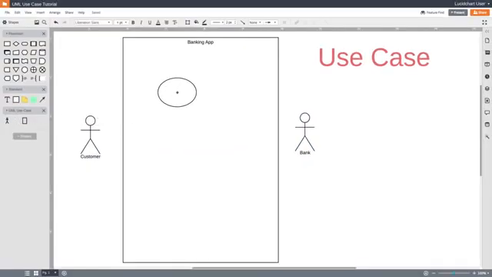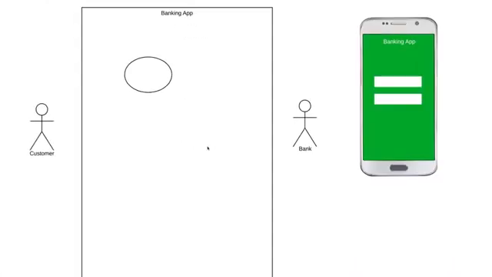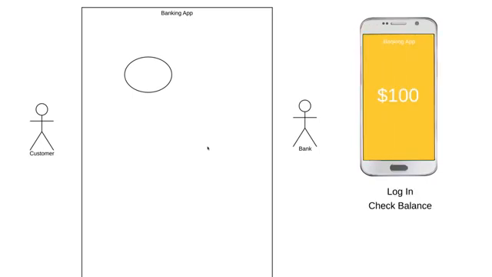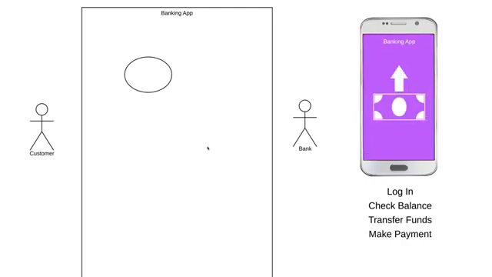A use case is depicted with this oval shape, and it represents an action that accomplishes some sort of task within the system. They're going to be placed within the rectangle because they're actions that occur within the banking app. So what is our banking app going to do? We're going to keep things very simple. Our banking app is going to allow a customer to log in, check their account balance, transfer funds between accounts, and make payments towards bills.